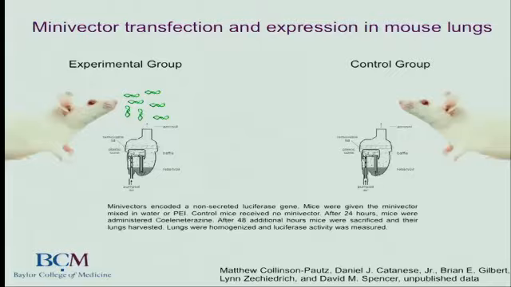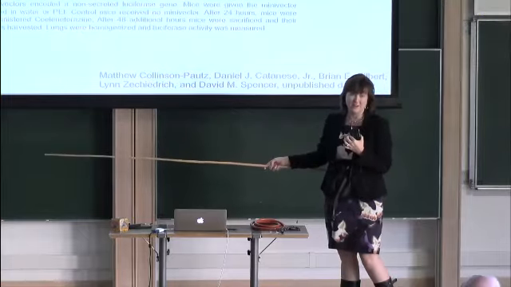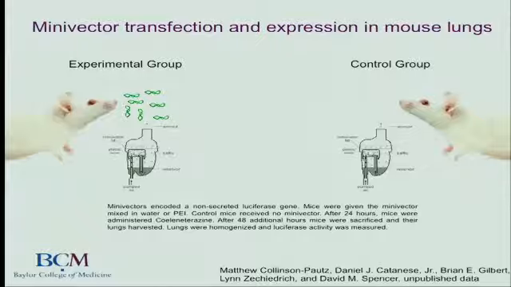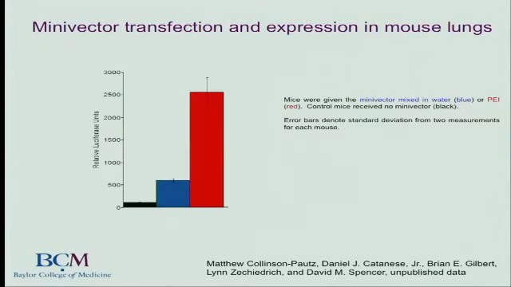And the mice were given the minivector either mixed with water, which is a dream because you're not introducing any weird chemical into the delicate lungs, or with polyethyleneimine. And after some time, you give the substrate for this luciferase gene, and you just ask, was there any luciferase activity? Because if there were, it had to come from the gene therapy into the mouse. And so what you're looking at is the first successful gene therapy through the lungs into a mammal.